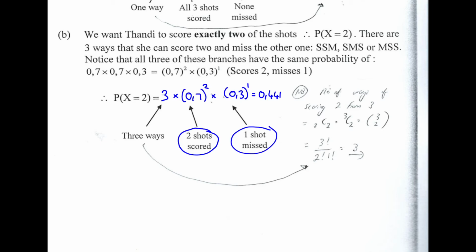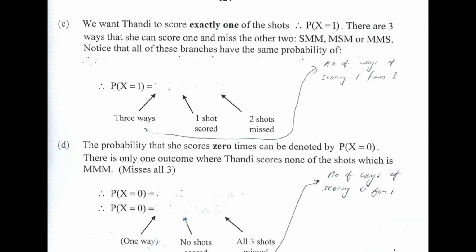All right, let's move on to C. I hope you're starting to get this. For C, if you go back to the tree diagram, I'm not going to go back now, but we're looking at her scoring exactly 1 of the shots. So our random variable is that we're looking for the probability of x equaling 1. And there are 3 ways that she can score 1 and miss the other 2. You can look at your tree diagram, but they are summarized here. She either scores and then misses twice, or she misses, then scores, then misses, or she misses twice and then scores once. So there are 3 different ways.